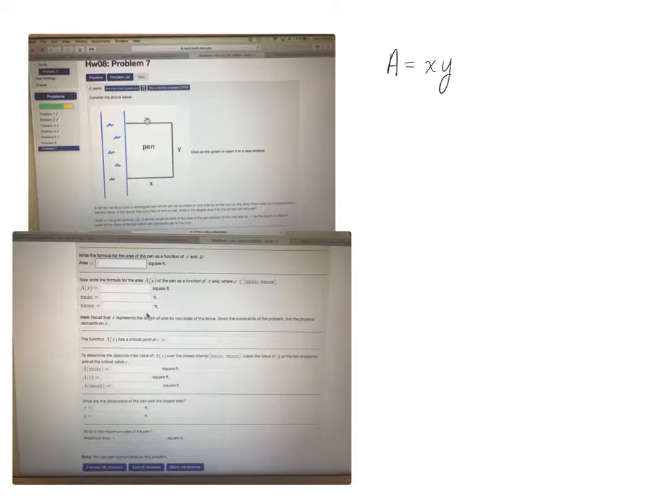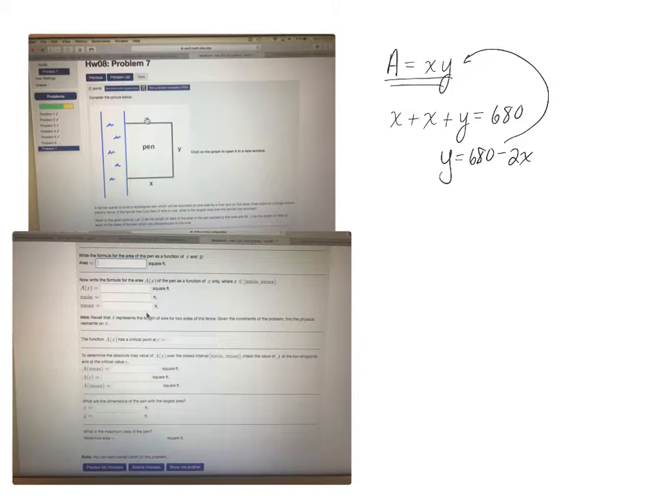The constraint that we have in this problem is that the amount of wire that we have is only 680 feet, and that's got to go for the two sides that are length x and the one side that's length y. And what that's going to do is allow us to get this area function in terms of only one variable, because what we can do is say y equals 680 minus 2x, and then we're going to take that and put it in for that y.